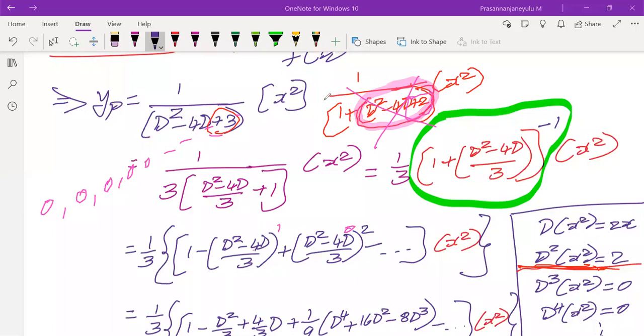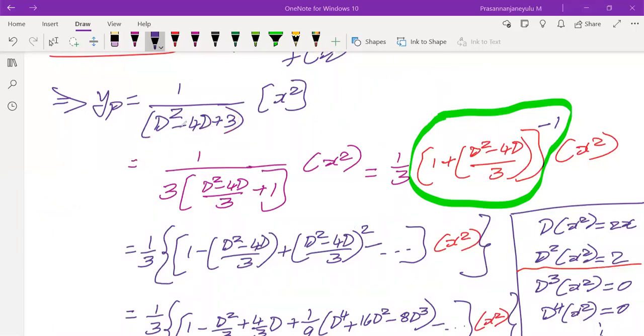No, you should not take like that. So because of that reason, what is the important point I mentioned? In the denominator f of d function, you please take the total term which is having the least power of d.